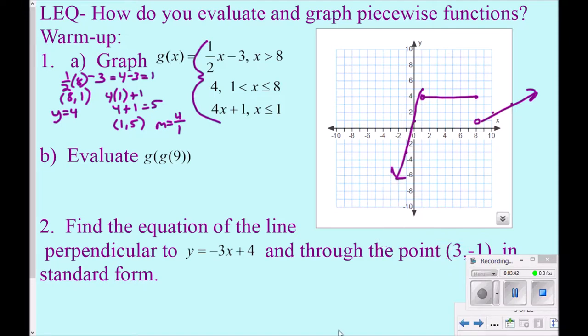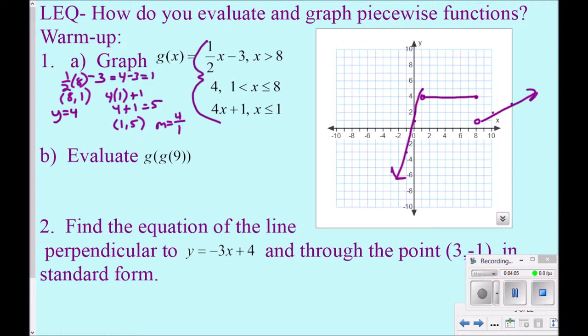Okay, so we just have our ray starting at 1, 5, solid point there, and then straight down from there, again going down 4 and to the left 1 each time. And we do have our line segment here, and we have our other ray going in the opposite direction. Okay, so that takes care of our piecewise function.